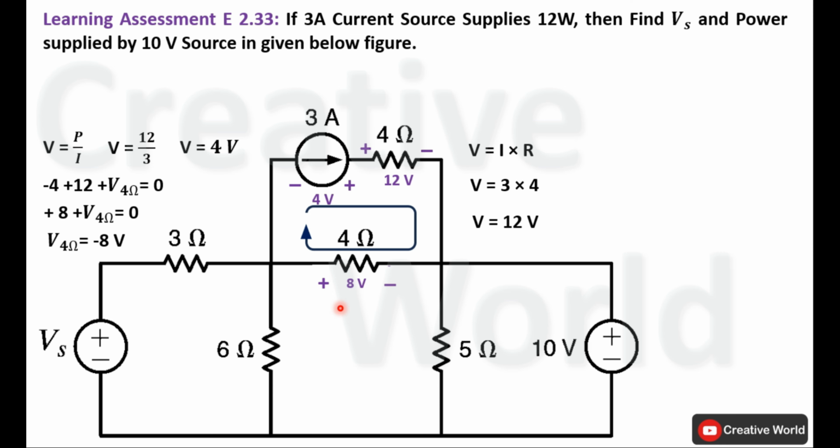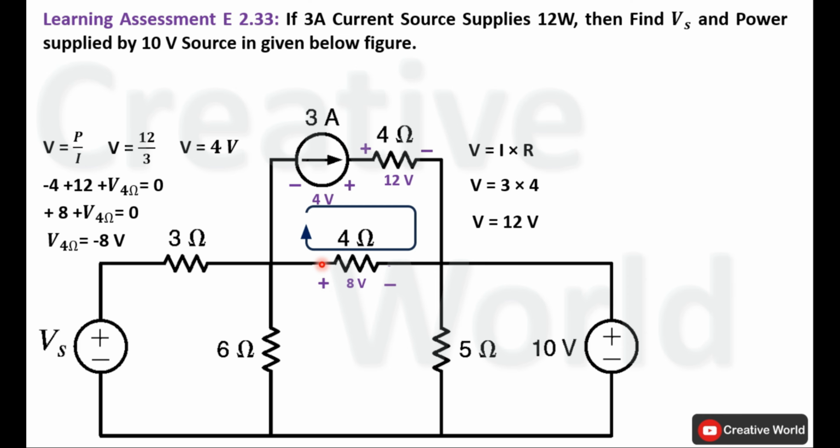Now we can calculate the current through this 4 ohm resistance. Voltage across this resistance is calculated. Resistance value is already given. We can use Ohm's law to calculate the current through this resistance. V equal to IR and I will be equal to V divided by R. 8 divided by 4, the answer will be 2 ampere. The direction of current will be from left to right because the current entering terminal is taken with positive sign.